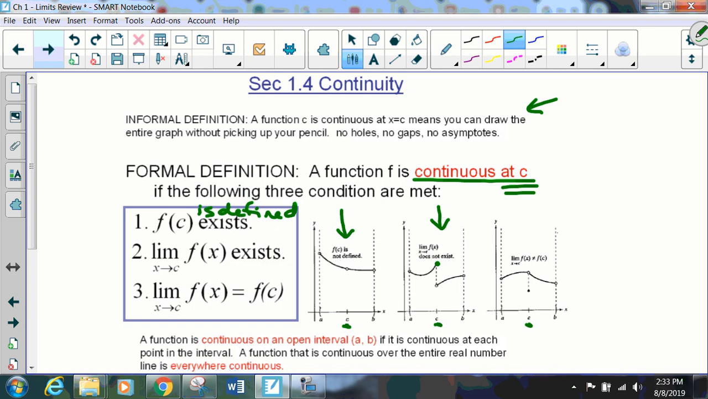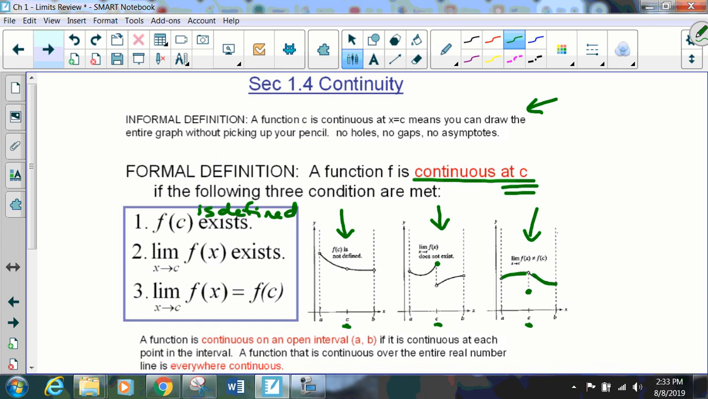So when we look at this third picture, it shows us how, well, wait a minute, the first condition is met, right? We have a value, there's f of c. The second condition is met. There is a limit coming from the right and coming from the left. It's approaching the same value, but gosh darn it, the limit and the f of x are not the same. And so those three things have to exist.